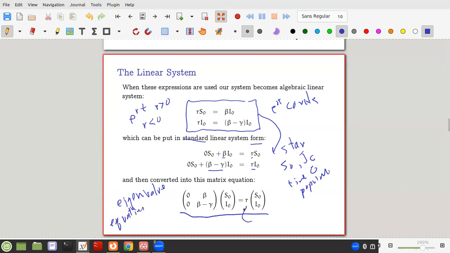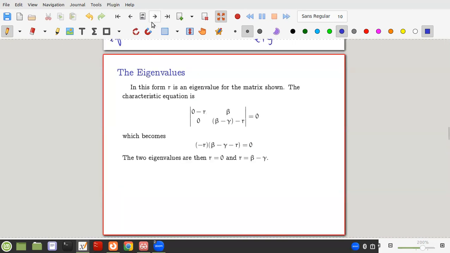The eigenvalues are the things you want to know, because the eigenvalues tell you whether the system is going to be stable or unstable. Okay, so we do the same procedure. We subtract the eigenvalue from the diagonal terms, and we have a matrix. We take the determinant and find that it has two eigenvalues, R equals 0 and R equals beta minus gamma.